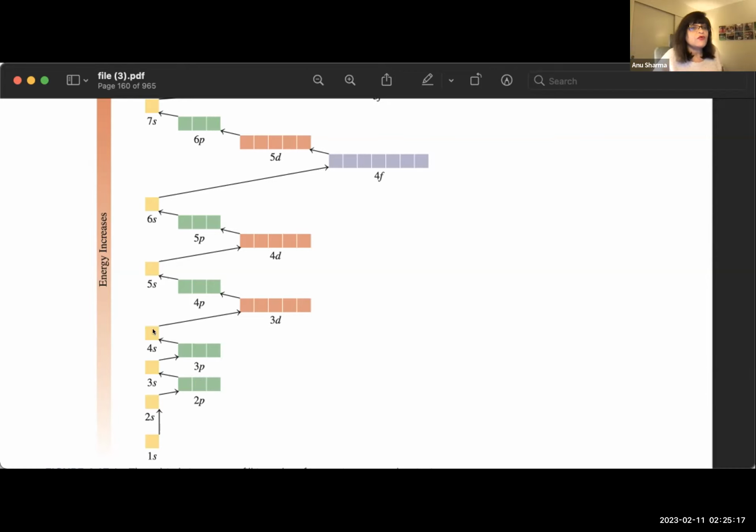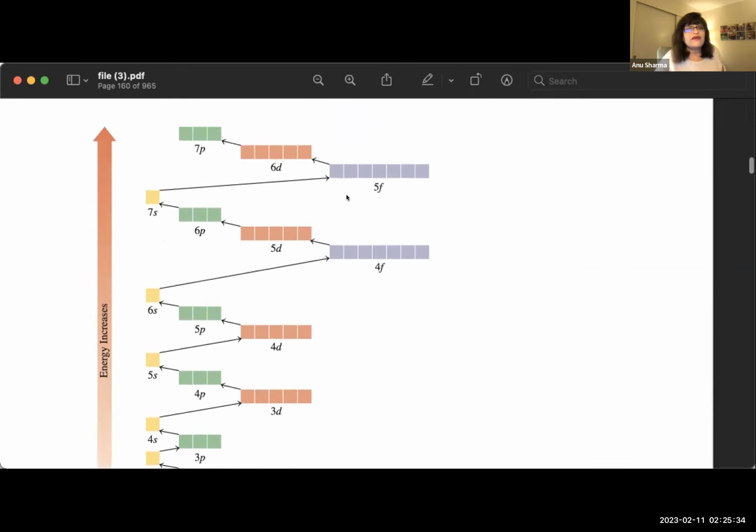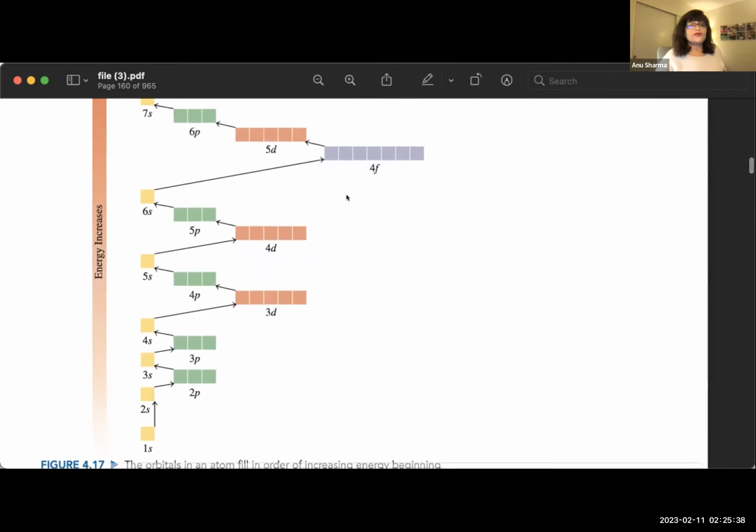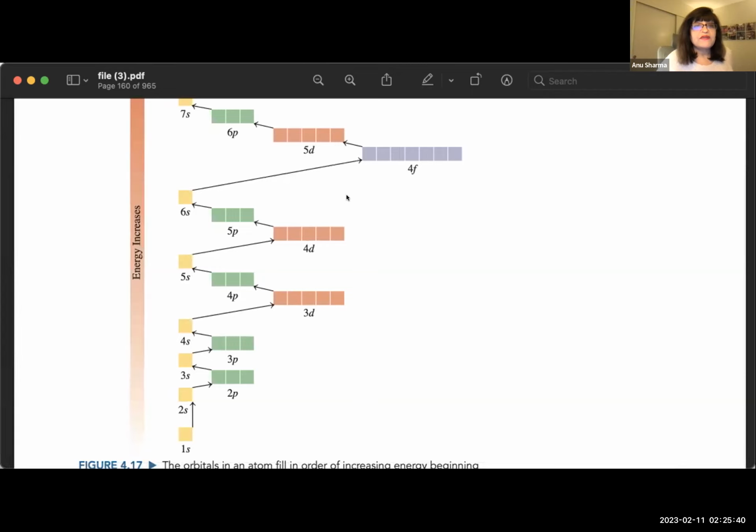After 3p, 4s is coming. Ideally it should be 3d, but it's 4s. After 3d, we see 4p is coming, and after 4p is 5s. After 5s is 4d, 5p, 6s, and then 4f, 5d, 6p, and so forth. Okay, so we see this is the very powerful one.